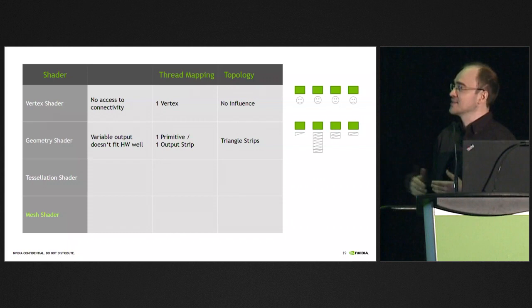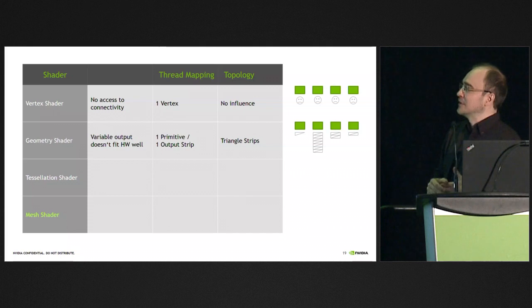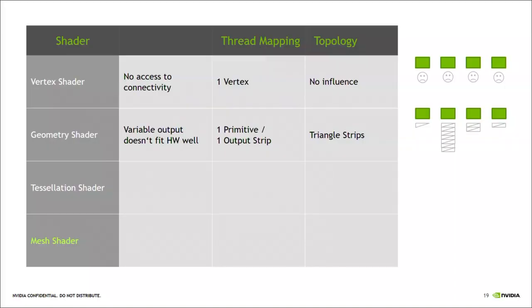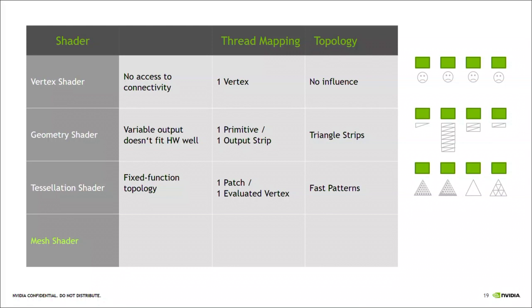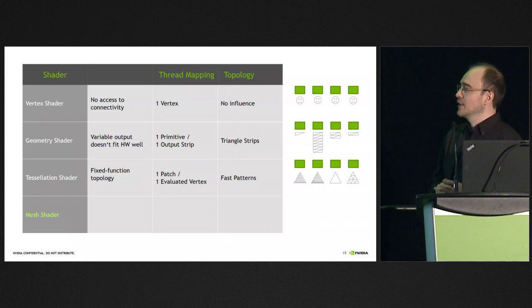If one thread does a lot of work and the others don't, this is in general not good for the SIMD processing. And the topology was also very limited to just triangle strips. Also, we have to create a lot of vertices for every strip and in each thread. So yeah, that didn't work well. Tessellation shaders do work well with the fixed patterns. So those are really fast. And we have a mapping of either one thread per patch or one thread per evaluated vertex in the second stage of the tessellation pipeline.